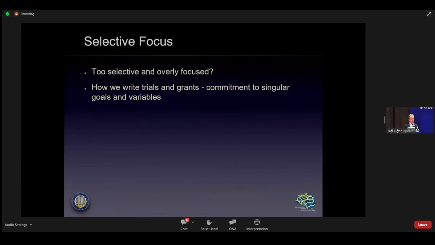So overall, perhaps we've been a little too selective and overly focused on looking for the focal stenosis. And some people ask, well, why do we do this? We do this because it's easy to define patients this way. This is the way we write trials and grants. It's easy to identify those patients with the most severe disease.